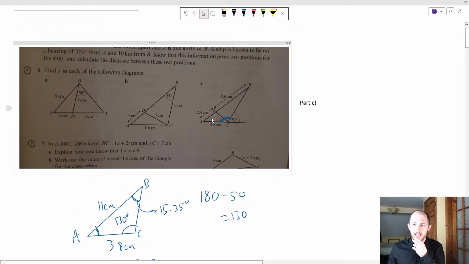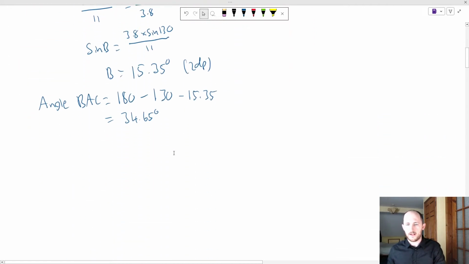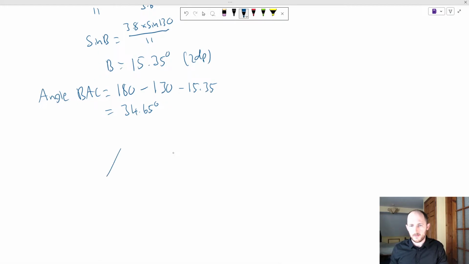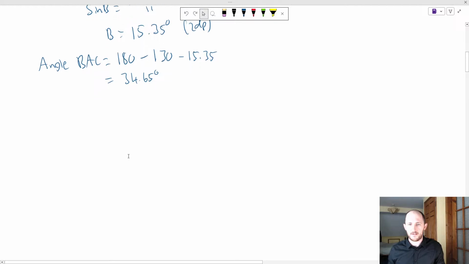Now, if I look at this overall diagram again, I've learned what this angle is here. I've learned what this angle is here. So what I could do is if I look at just this small triangle here, I know both sides and I know an angle, and I kind of want the other angle. So let me just draw out that little triangle there. I'm going to draw it a bit bigger than it appears on there just to make it a bit easier for everyone to see.